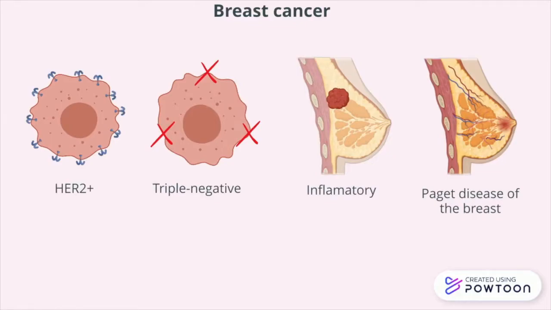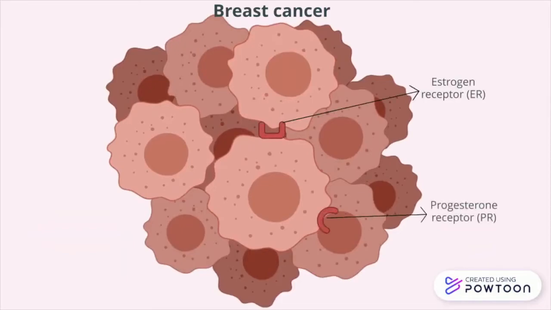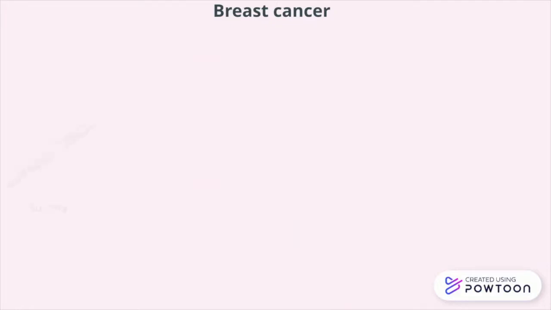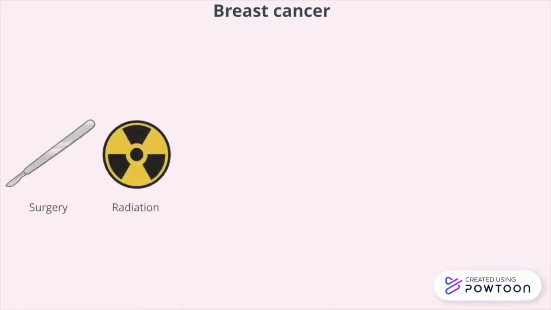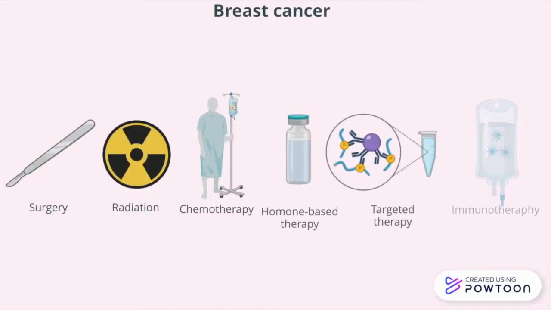Once a biopsy is done, breast cancer cells are tested for proteins called estrogen receptors, progesterone receptors, and the human epidermal growth factor receptors. The specific proteins identified help in determining the treatment options that can include surgery, radiation, chemotherapy, hormone-based therapy, targeted therapy, or immunotherapy. The type of treatment received is based primarily on the breast cancer classification and stage, as well as the patient's personal preferences.